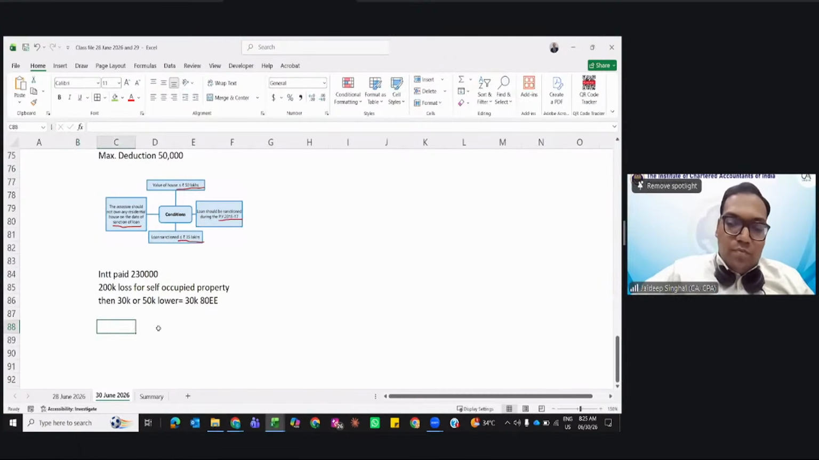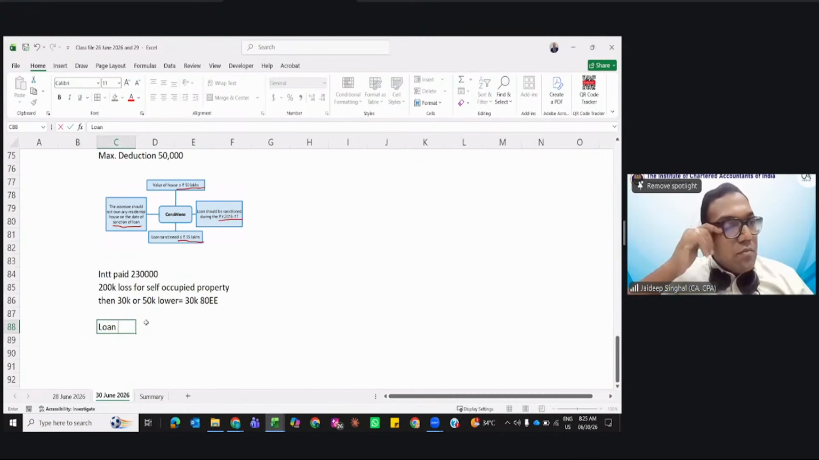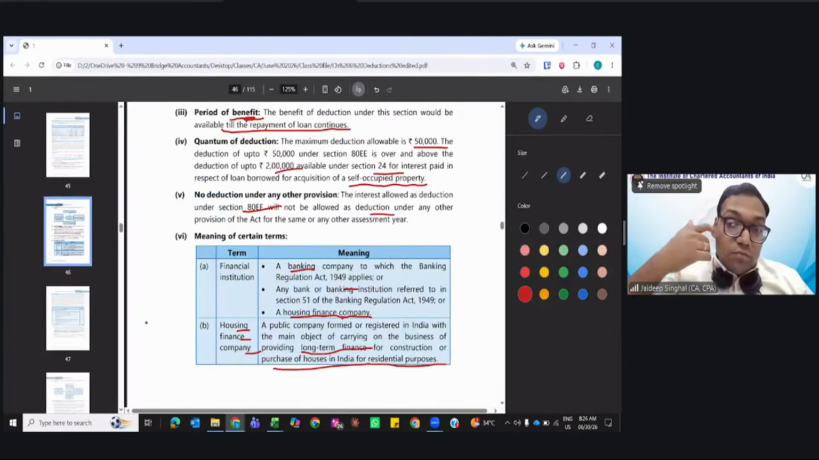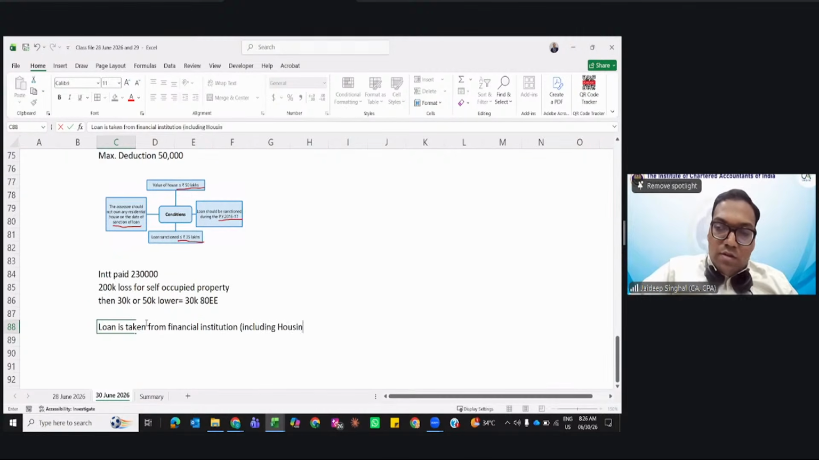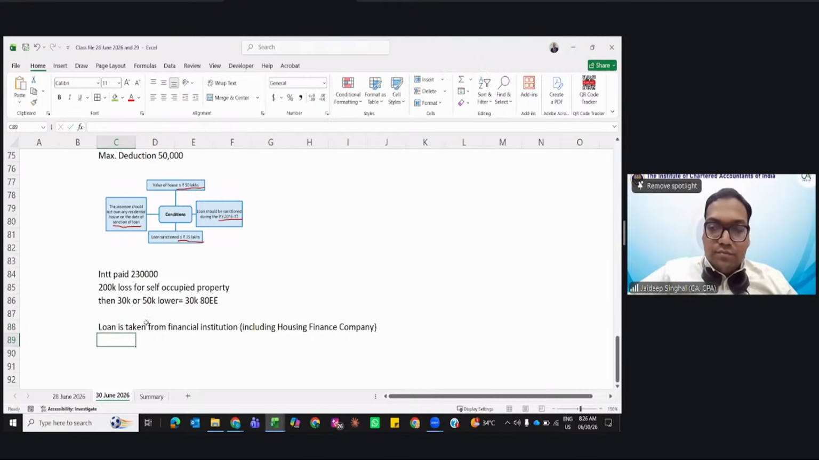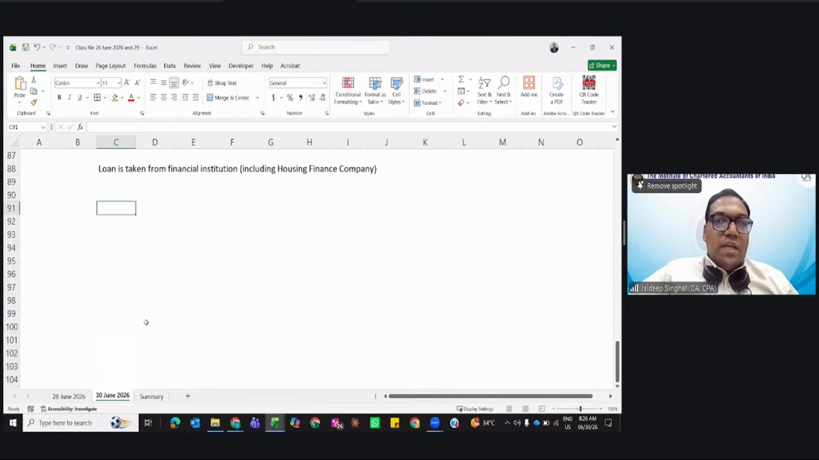So, the loan is taken from a financial institution, including a housing finance company. Clear? Next.